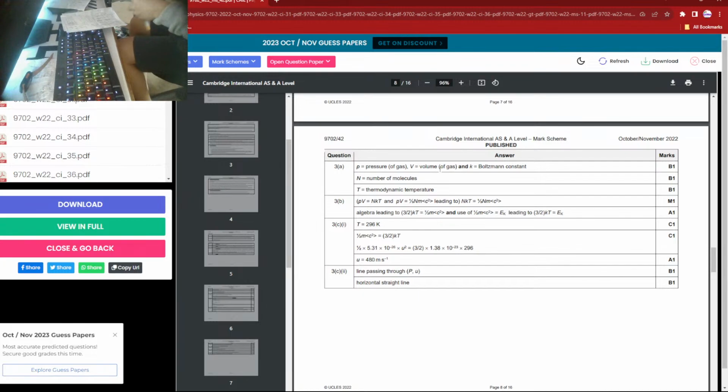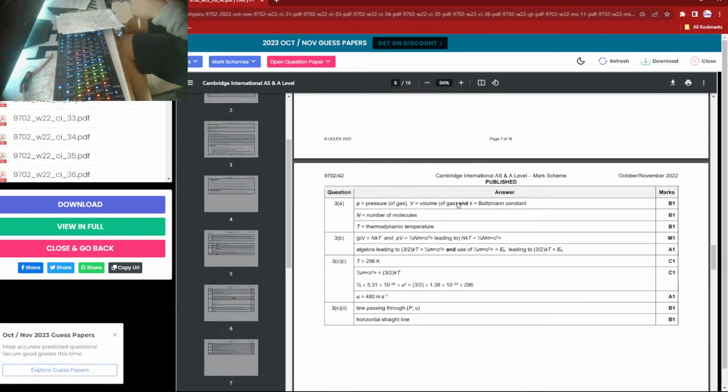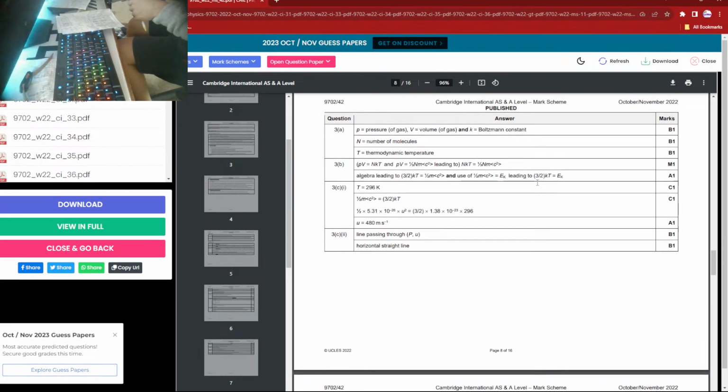Okay, another one, pressure, volume, Boltzmann constant, that's correct. Number of particles, this is number of molecules, and thermodynamic temperature. Okay, that's correct. B. Okay, this one's just derivation. You use PV equals NkT, and one of the other ones, P equals 1 over 3 N m over V root mean squared speed. So that's already in your formula sheet.